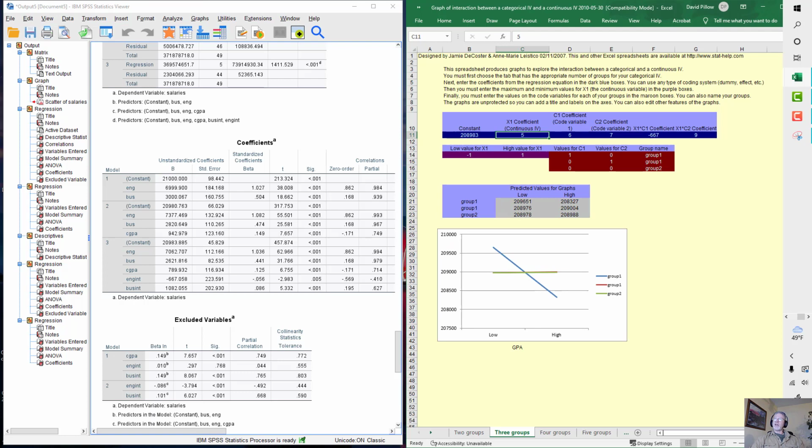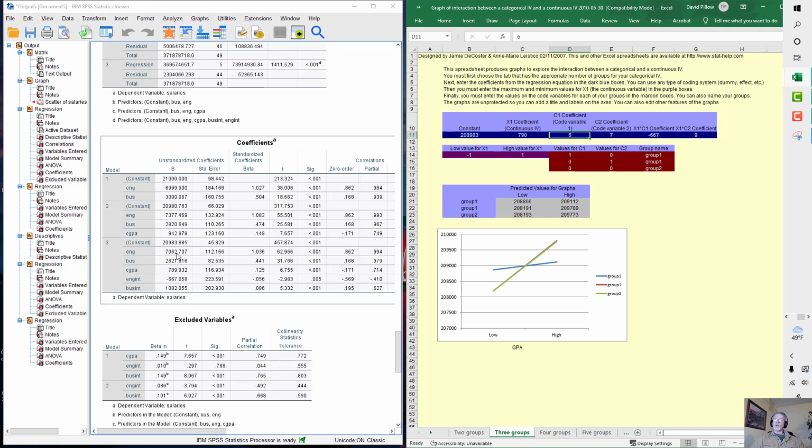Then it has the x coefficient, the continuous variable. That is right here for center GPA. So that is 789, and I guess I can round that off to 790. And then your coefficient for the first dummy code, engineer, was 7063 rounded off.